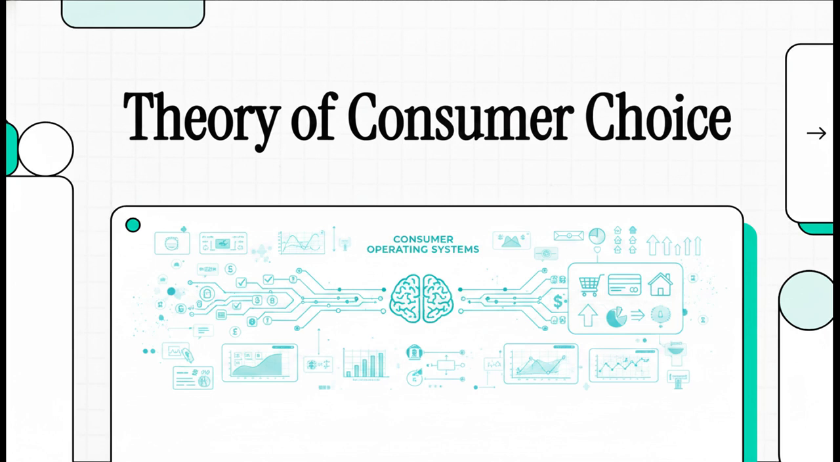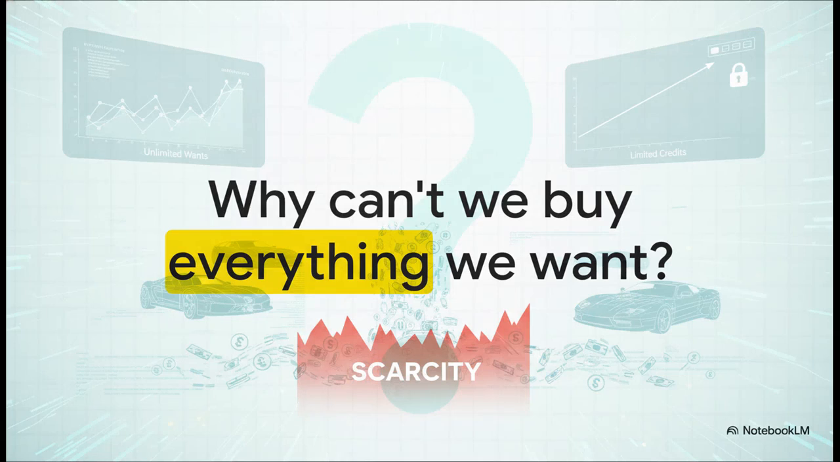For just a moment, I want you to imagine that your brain is a futuristic consumer operating system. Every single day, this consumer OS is constantly taking in vast amounts of economic data, processing constraints, weighing your desires, and outputting decisions. We're going to decode exactly how this internal software works by breaking down what's known as the theory of consumer choice. Okay, let's dive right into this.